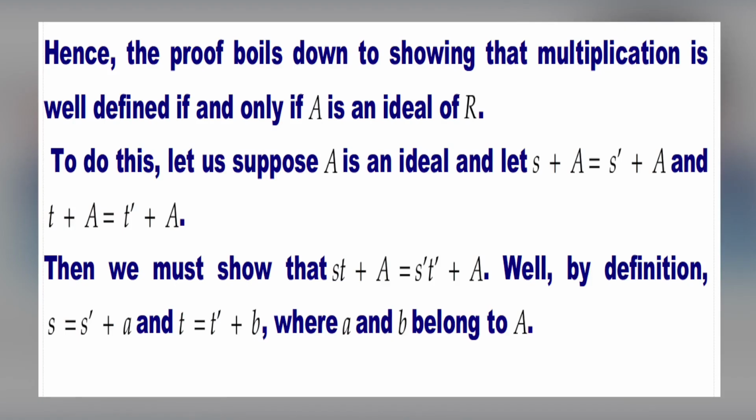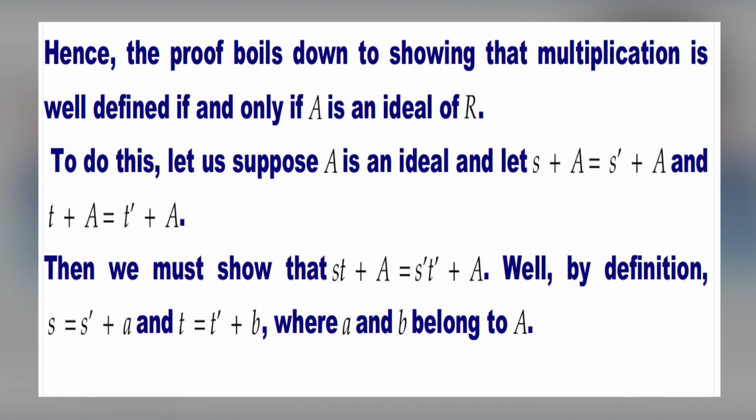We go through the proof. We do know that the set of cosets forms a group under addition, and it is trivial to check that the multiplication is associative and that multiplication is distributive over addition, once we know that multiplication is indeed a binary operation on the set of cosets. Hence, the proof boils down to showing that multiplication is well defined if and only if A is an ideal of R.